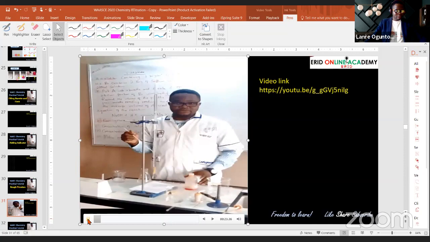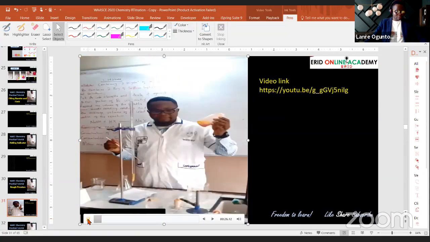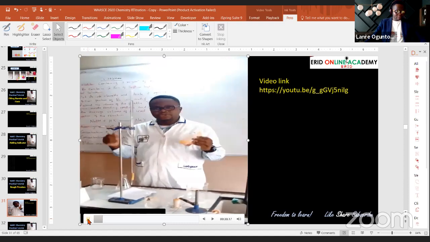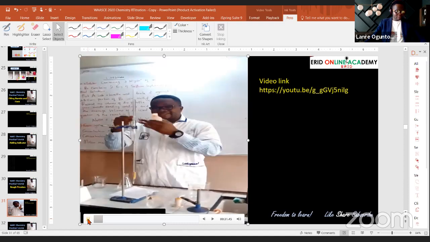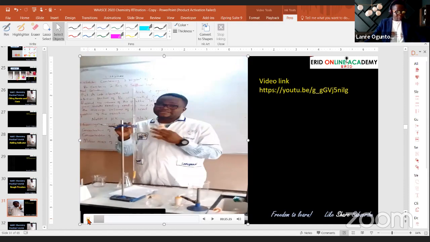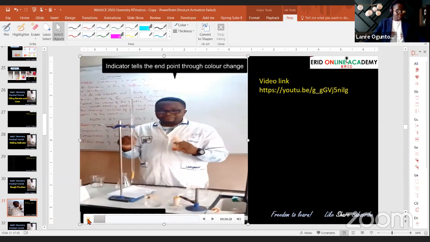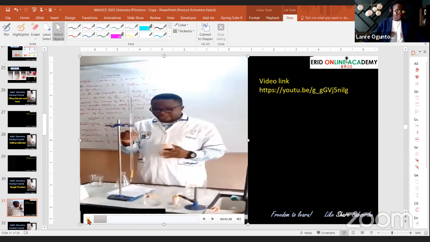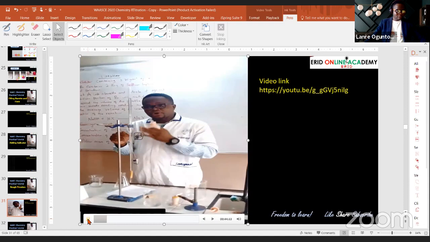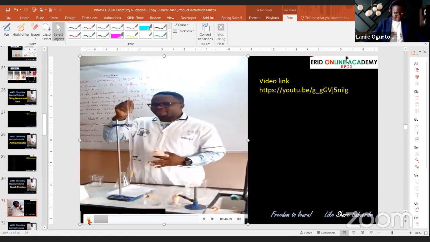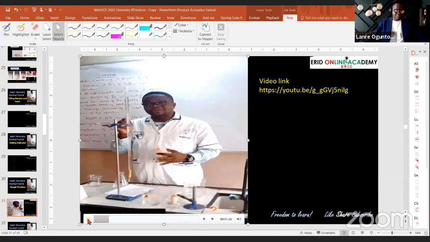So what does it indicate? By color change, it indicates the point at which the quantity of acid added has completely neutralized the base. So that simply means that your neutralization has been achieved, and that point we'll call the end point. That's the point where you're going to stop pouring your acid into the base, and whatever volume of acid that you got will be called your titer value.